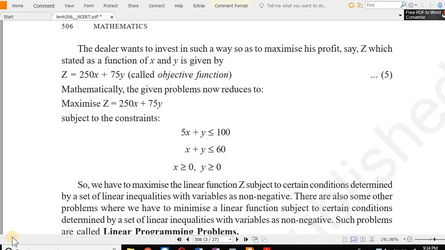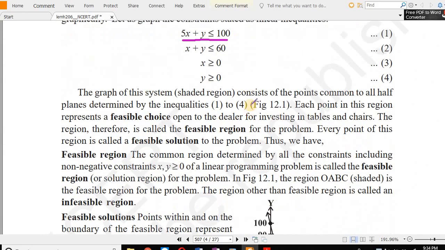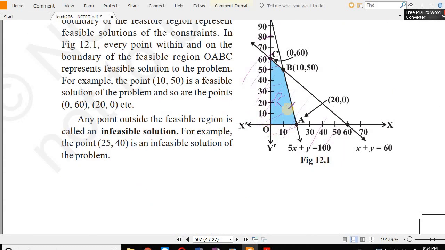Alright, let's do a quick recap of what we did in the last video. We had this linear programming problem to maximize this objective function subject to these constraints, 4 constraints. So what we did was we graphed it. We found a feasible region which looked like this.